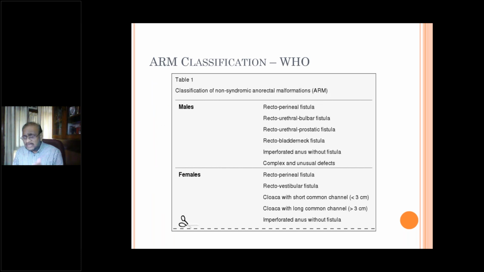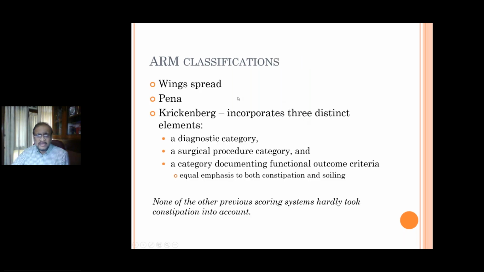The WHO classification still holds true, and that is basically for the non-syndromic anorectal malformation. That means the ARM doesn't belong to a specific syndrome. So it's just in its own entity. It's non-syndromic. We have the male defects and the female defects. We'll talk about the defects in one of the future slides. The other classifications are also there. One is the Wingspread classification, the Pena classification, which stood the test of time until quite lately, and then the Krickenbeck classification, which is probably one of the better classifications.